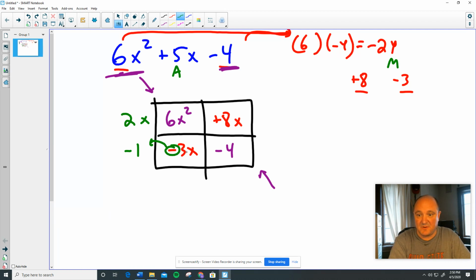I have 6x squared and negative 3x, and I'm trying to see what the GCF is. Well, out of a 6x squared and a 3x, I can factor out a 3, and I can factor out an x. Here, again, I'm always going to take the sign of the greater exponent. So here I'm going to take positive 8x and negative 4. What can factor out of this? What's the GCF? Plus 4. So these are my two binomials. I then write them side by side, and I've got my answer.